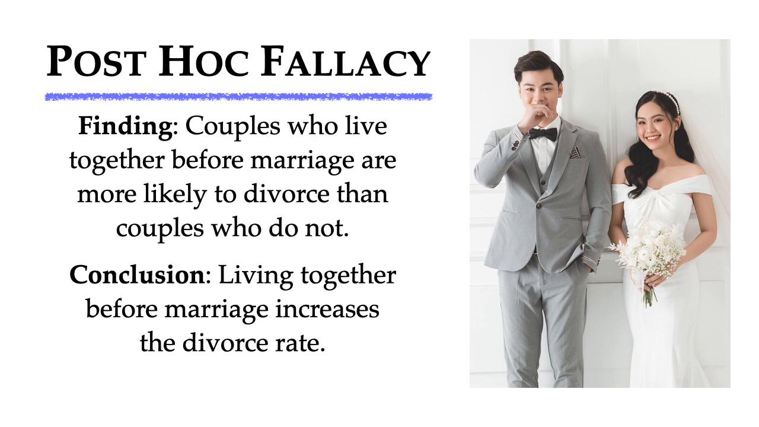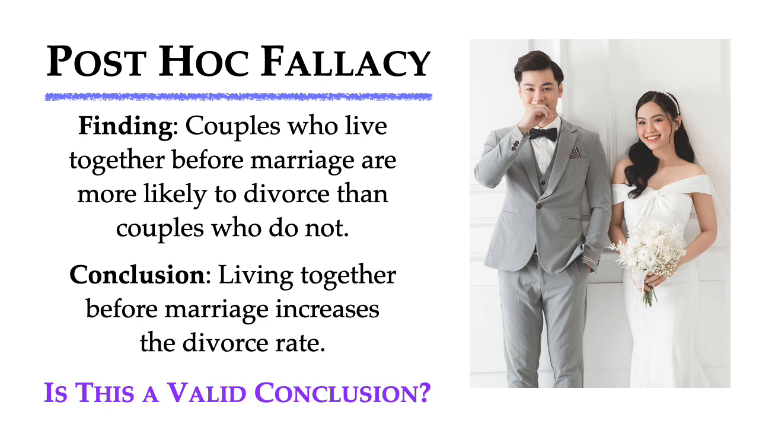The only way to get a valid result to this question would be to take, let's say for argument's sake, 1,000 couples who plan to marry, and then randomly assign them to and force 500 of them to live together and prohibit the other 500 from living together. Then compare the divorce rate. Obviously, this is unethical and it's not going to happen. But this is the only way that we would be able to tell if this is a valid conclusion or not. I suspect it probably is not valid.